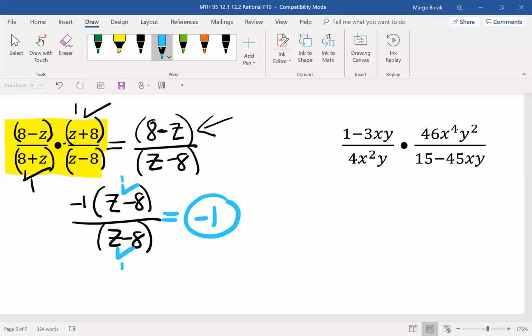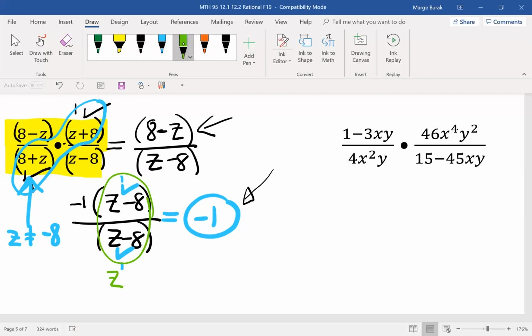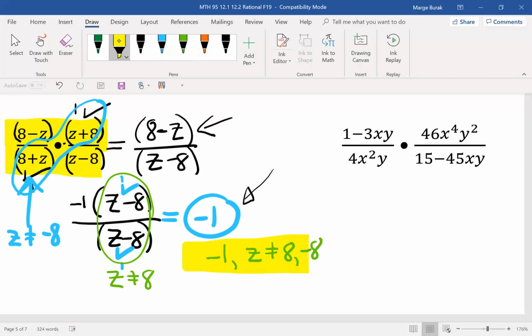Now here the difference is, if I've lost any domain restrictions, I've got to list them. And there's nothing in here except -1. So I've got to go back to what I first canceled, which is right here. And there was a domain restriction right there. Z could not equal -8. And then I canceled these, which tells me that z could not equal +8, or the denominator is 0. So my answer is -1, but it's actually -1 comma z cannot equal 8 or -8. So this is my final answer.